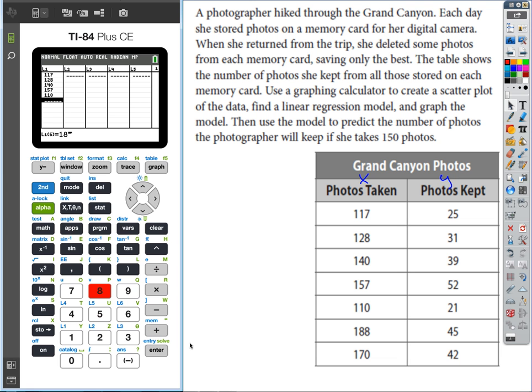So all I'm doing now is just putting those numbers into L1. I don't know how to get this. Okay, so I'm here. How do you? Is he not doing it? Come up and show me real quick.